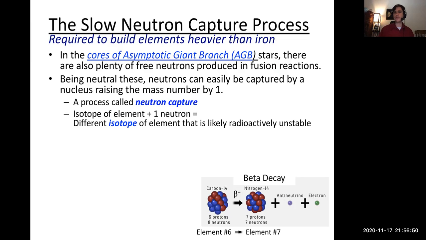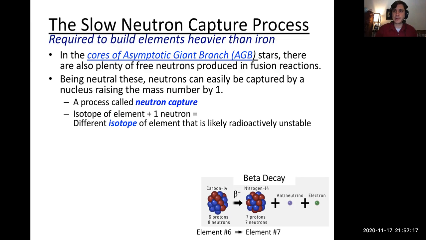What we've done is we've created an isotope of that element. We had whatever the isotope of the element was before, say carbon 13 or carbon 12, and we'll go with 13 since I have a picture of carbon 14 down here. We added a neutron to it, changing it. It's still carbon, but it's with one extra neutron. So it's not carbon 13 anymore, it's carbon 14, an isotope of carbon.